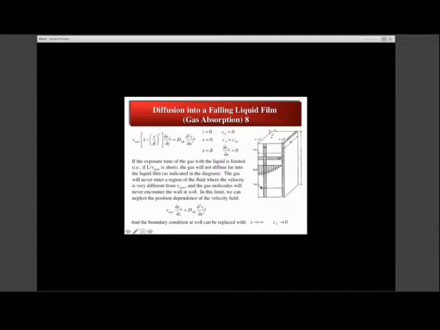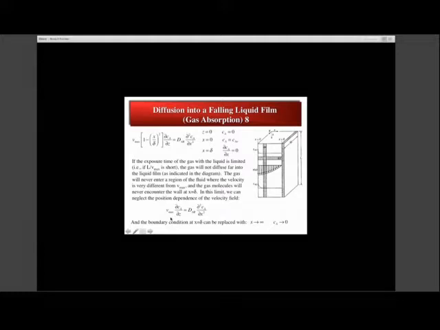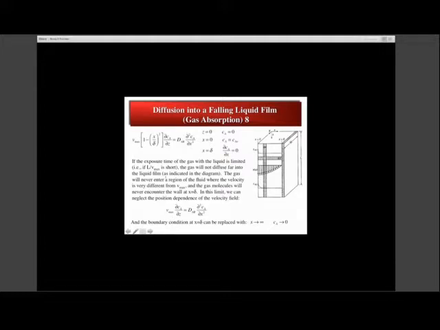And so if the gas A doesn't penetrate very far into the liquid, it will never see a velocity that is significantly different from this maximum velocity. So that's one consequence of the short exposure time assumption.